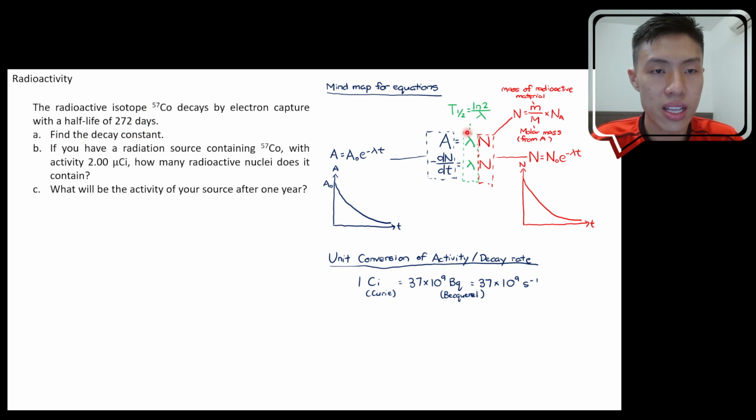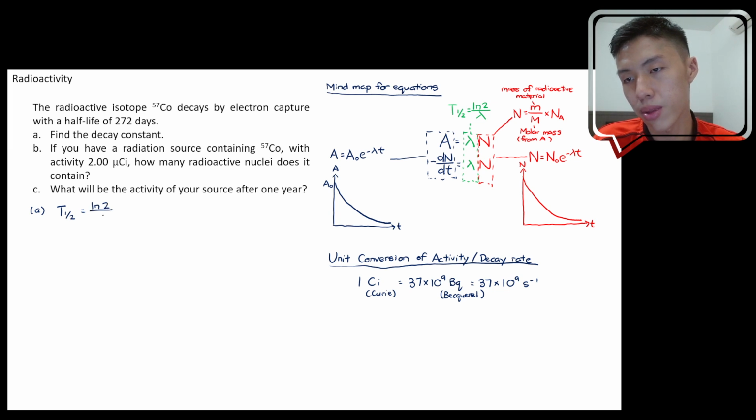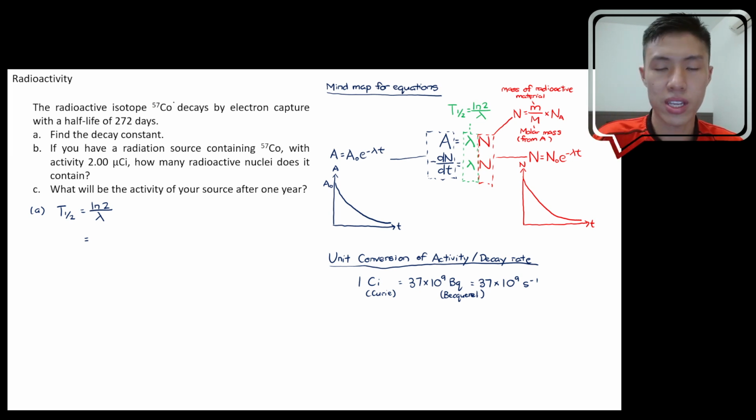Decay constant is lambda. So how do you obtain lambda from half-life? Well, half-life is over here, lambda is over here. How do you relate them? It is this equation over here. Okay, so let's try to solve question A. For question A, you can use half-life equals ln 2 divided by lambda. So here you have to be very careful. You have to be very careful with what? Always be consistent with the time unit.